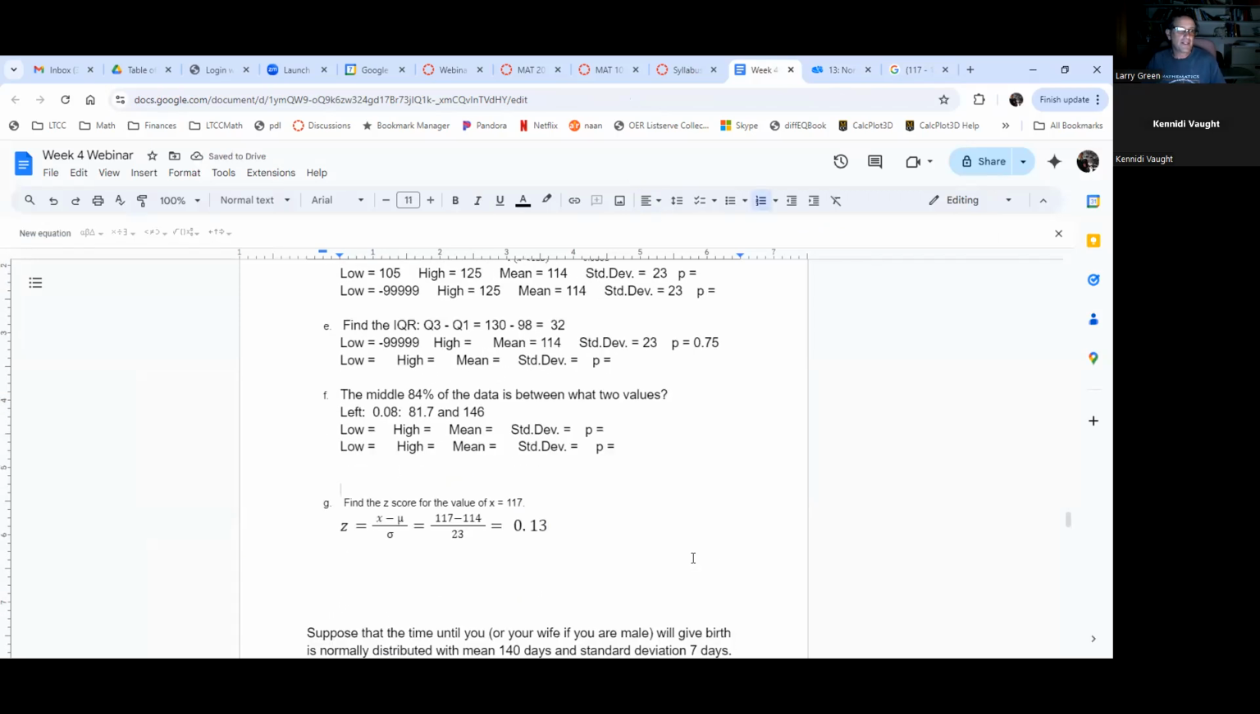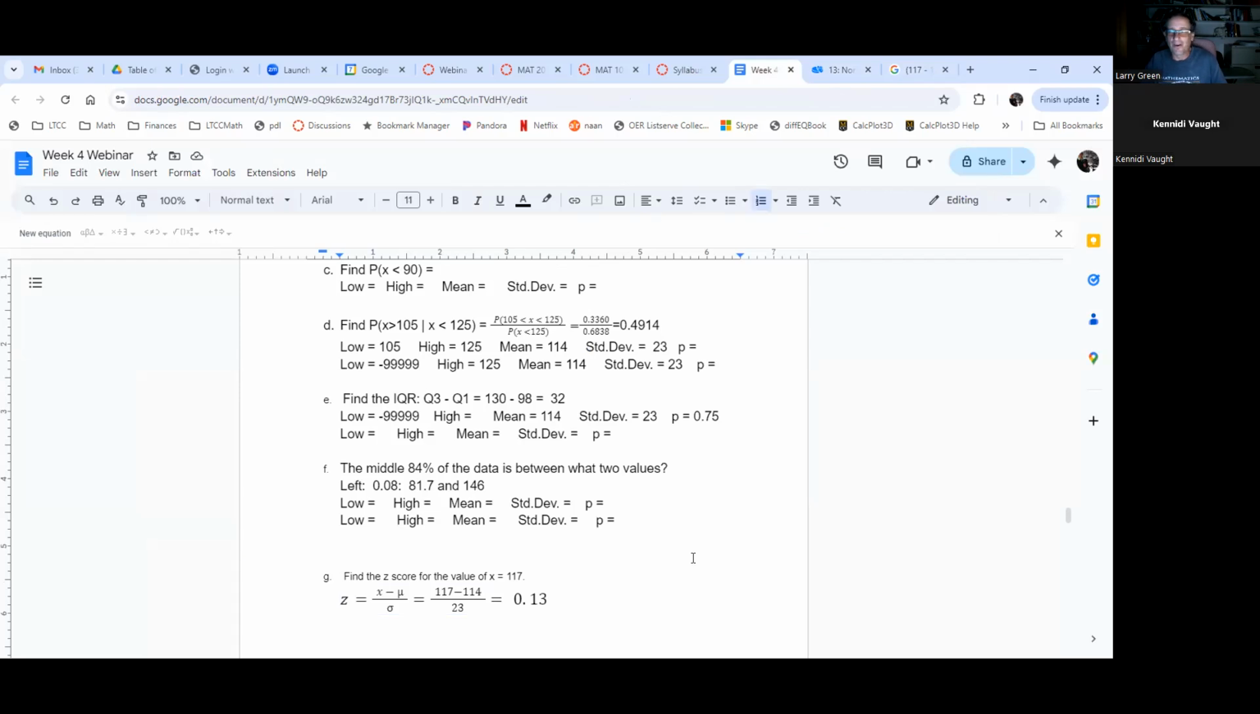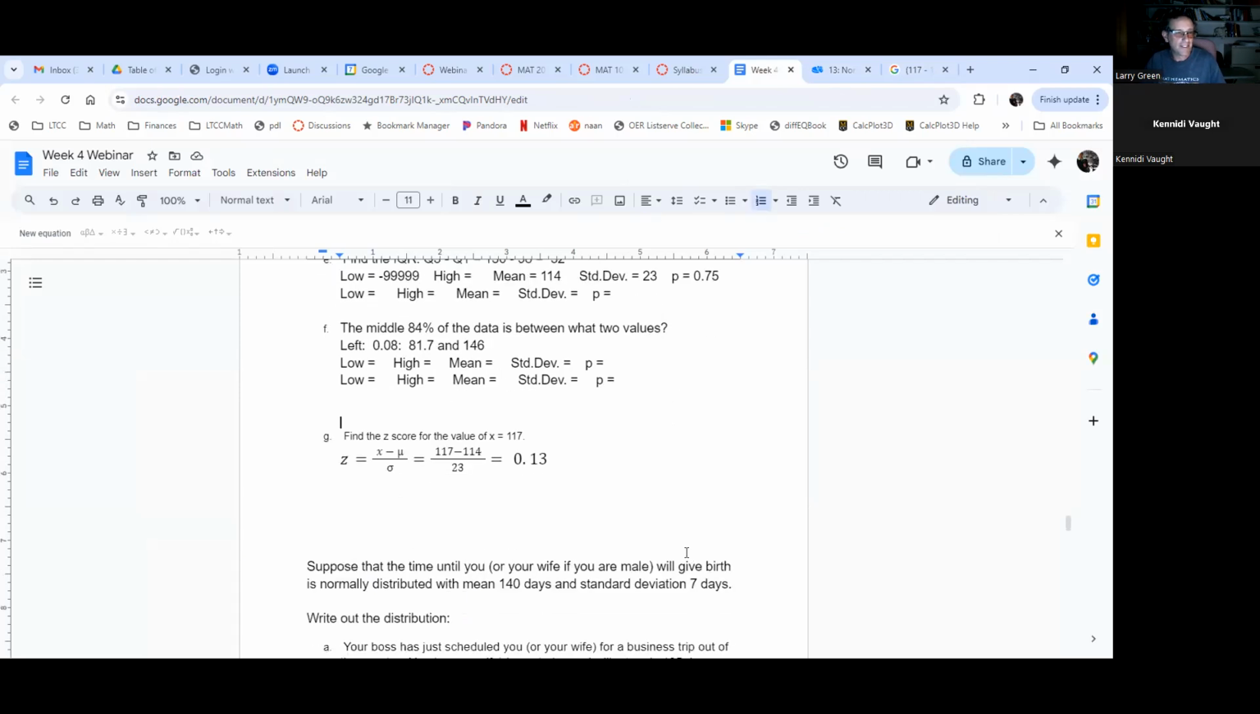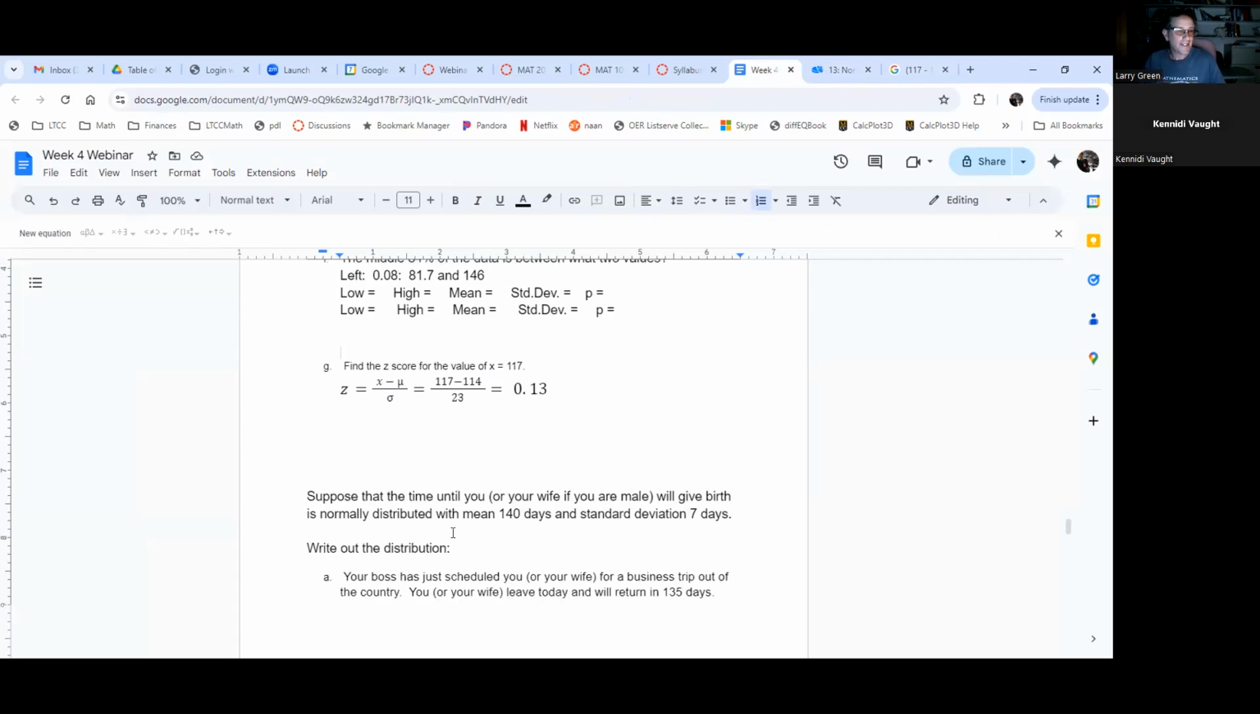Okay, so now it's time for an example problem. Okay, an application. All right, so here it is. Suppose the time until you or your wife, if you're male, will give birth is normally distributed with mean 140 days and standard deviation 7 days. Okay? So the first thing is just write out the distribution.